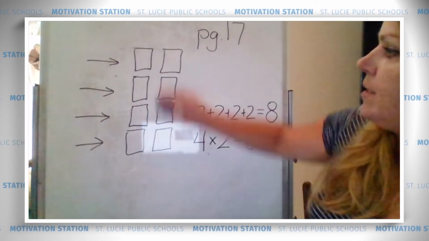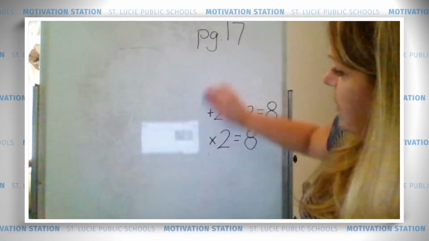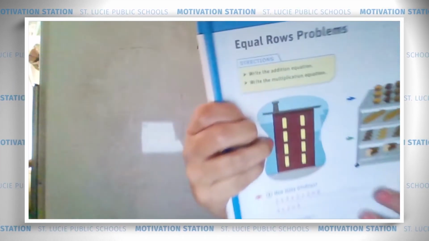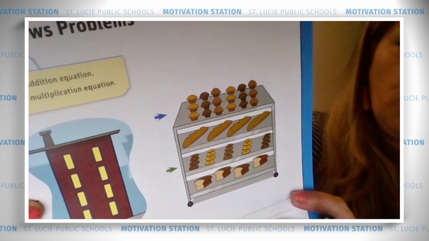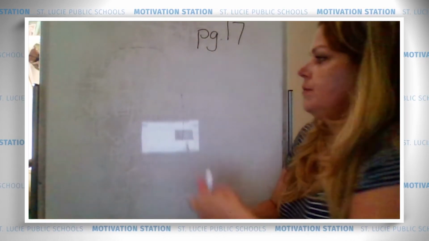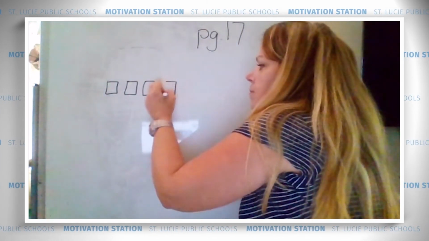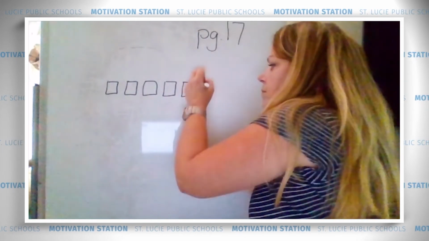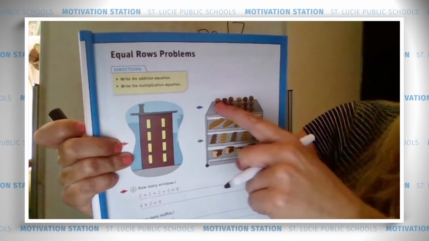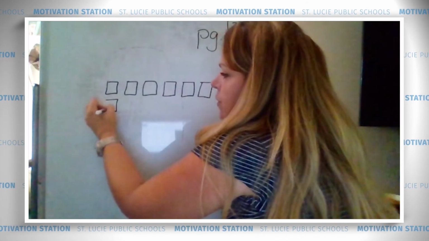How many muffins? All right, so we're going to draw a representation of this with our tiles. So first I want to count the muffins on this page, how many are in a row, and I can see in 1 row there's 6 muffins. All right, and then I want to see how many rows of muffins there are. There's 1, 2, 3 rows. So I'm going to add 2 more rows to this.